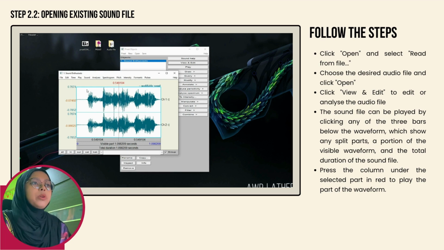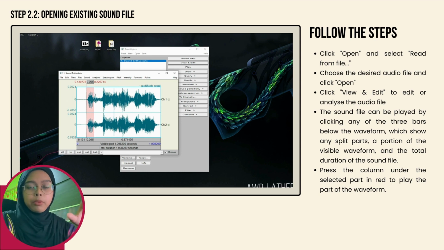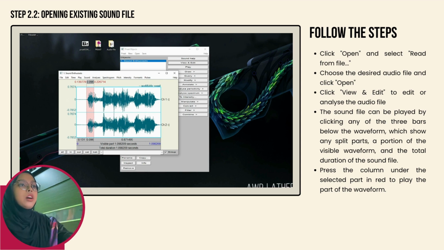And then for now, I'm going to play the selected part. For the selected part, it will be in red color, as you can see in the video right now. When you select the part that you want to play from the waveform, another column will appear from the first bar. Just now it was just two columns, right now it turns to three columns, and then under the selected part you need to click that number, that seconds, if you want to hear the sound of the part.